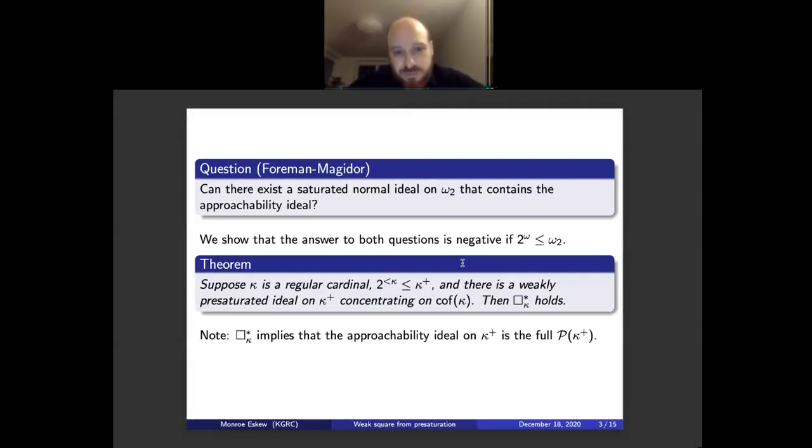And the theorem is that if kappa is a regular cardinal and 2 to the less than kappa is at most kappa plus, and there's a weakly presaturated ideal on kappa plus concentrating on cofinality kappa, then weak square kappa holds. Weak square kappa implies that the approachability ideal on kappa plus is the full power set of kappa plus. So it implies a negative answer to Foreman and Magidor's question: you can't have a non-trivial normal ideal containing the approachability ideal under these assumptions, because under these assumptions the approachability ideal is trivial, or maximal. So it's not what we're looking for.